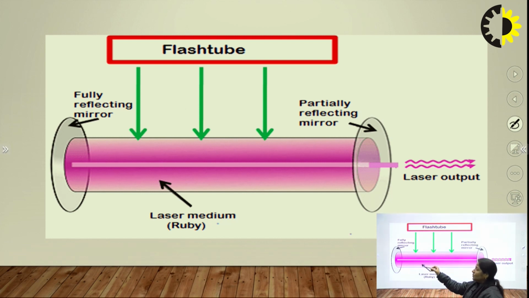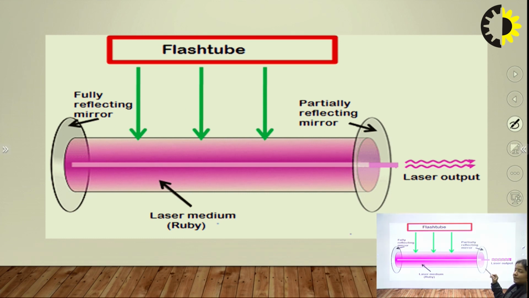And then we have these mirrors, which behave like the optical resonators. We have two of these mirrors on both sides of the ruby rod. These mirrors are responsible for reflecting the light beams. If we look at this mirror, it is a partially silvered mirror.